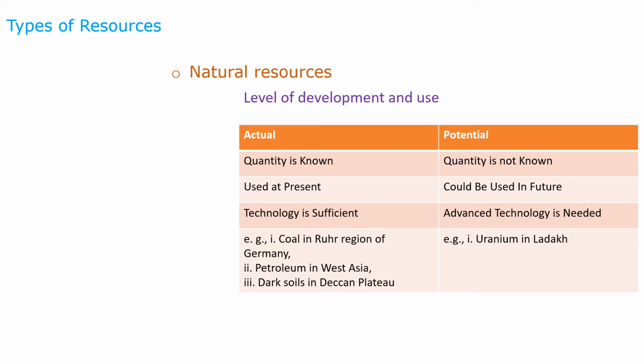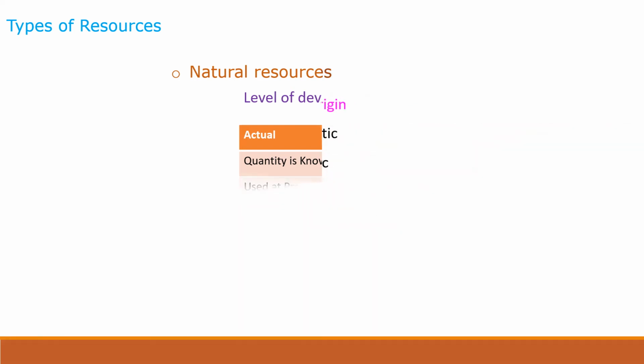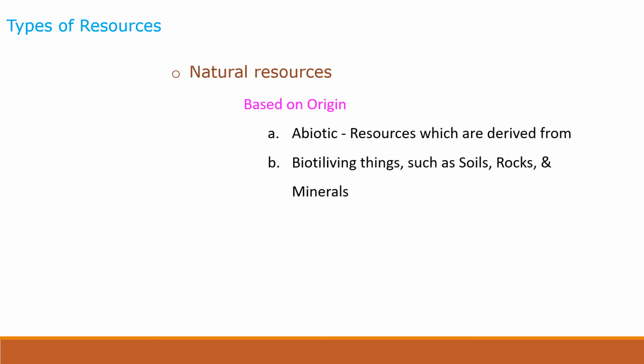When we come to the example of potential resource, that is uranium in Ladakh. Again, the natural resources is divided into abiotic and biotic. It is based on the origin. Origin means from which it has been derived. So here, if the resources have been derived from non-living things, those are termed as abiotic resources. Examples for these are soils, rocks, and minerals.